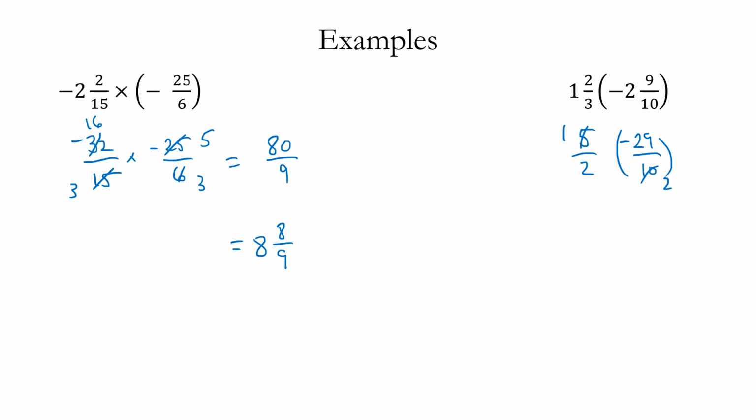So 1 times negative 29 is negative 29, and 2 times 2 is 4. Converting that, I know that 4 goes into 29. Well, 4 times 7 is 28, so that goes in 7 times, so negative 7. And there's 1 remaining, so 1/4. Double checking, 4 times 7 is 28, plus the 1 is 29 over 4.